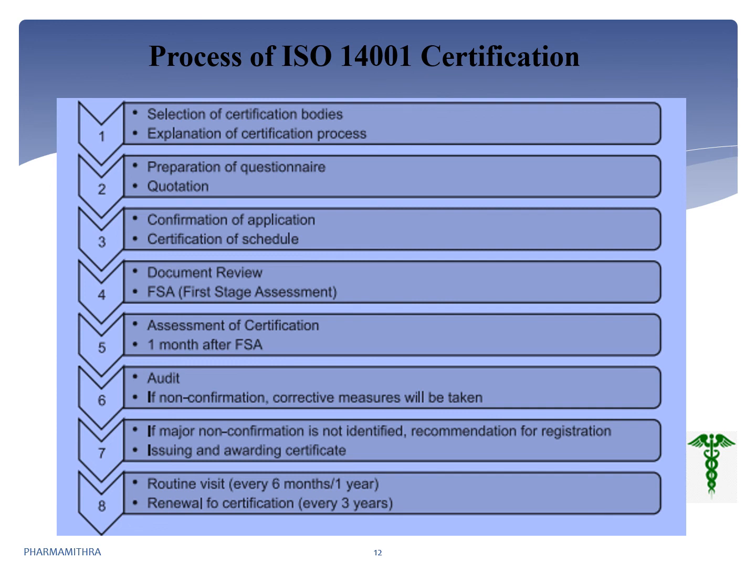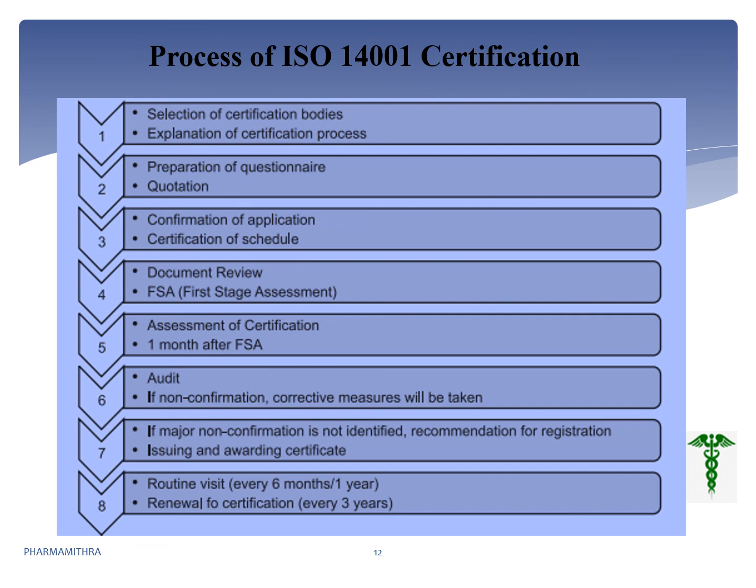First of all, the first step, we have to select the certification body, and we have to explain what the certification process is. Next step, we have to prepare the questionnaire and quotation for that process. Then the third step, we have to confirm that application, and we want to mention under which schedule it is coming. Then in the fourth step, we have to review our document, and the first assessment comes in the fourth stage. That is known as FSA, first stage assessment.